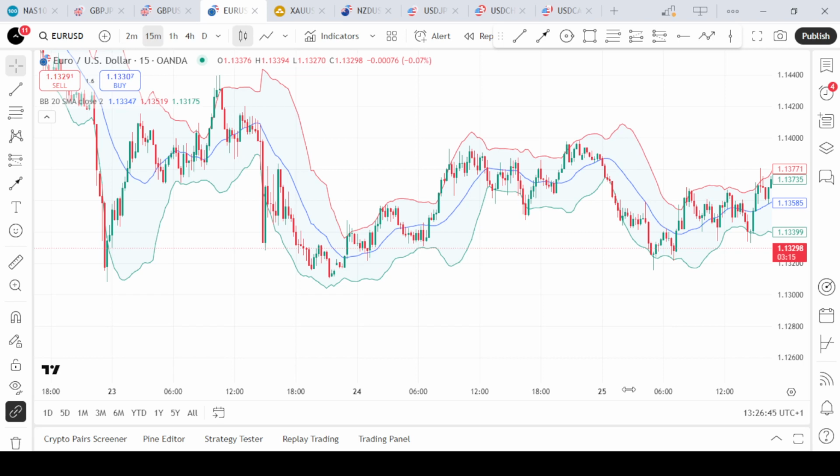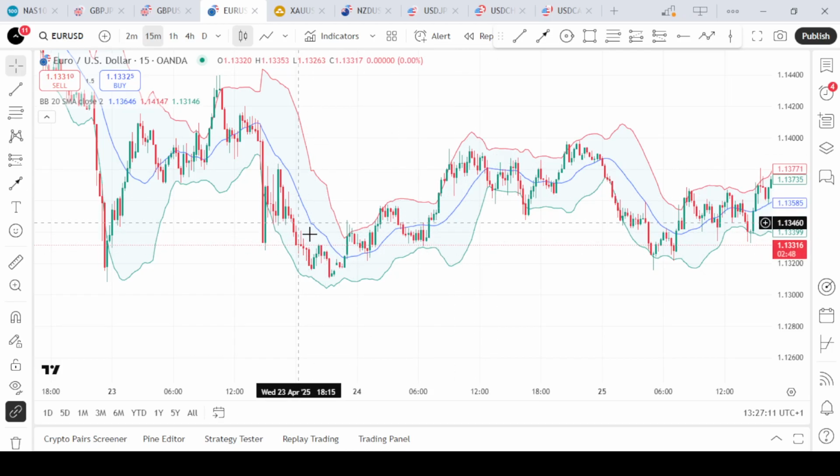Now this indicator consists of three lines. As you can see, there are three lines being plotted on our price chart. The first line we're going to talk about is the middle band, and this middle band consists of a 20 period simple moving average. Now this serves as a baseline and represents the average price over a specific period.